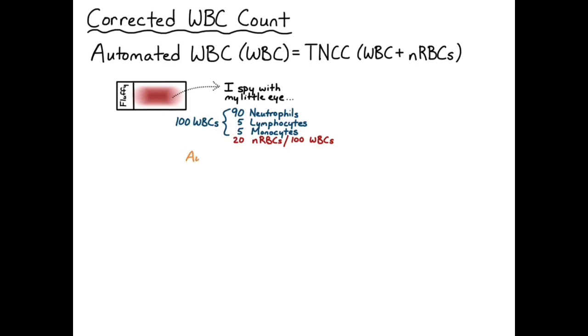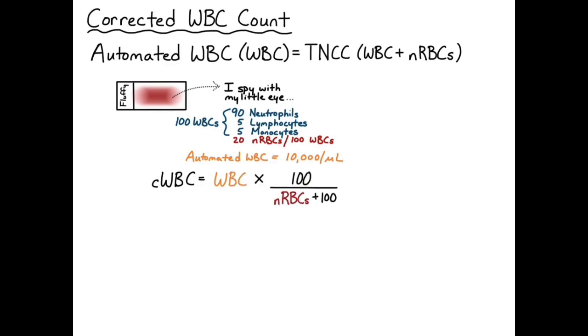So in an example, let's say that the automated white blood cell count, the count that your hematology analyzer gave you, was 10,000 nucleated cells per microliter. Then we're going to plug these numbers into a formula to determine the corrected white blood cell count, which is the actual white blood cell count in this case. So it's corrected white blood cell count equals the automated white blood cell count times 100 over the nucleated red blood cells per 100 white cells plus 100.